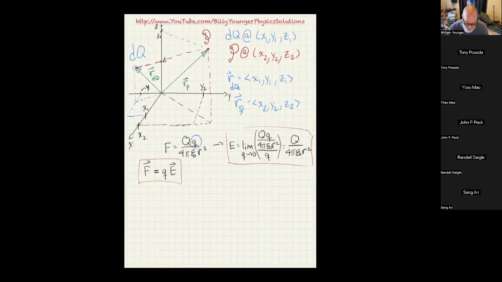So you see those two vectors, r dq and r P. Can anybody think of a vector operation that you can do with either one of those vectors or both of those vectors, such that you can find a vector parallel to that red dash line that connects dq and P? Can anyone think of something you can do with r dq or with r P or with both to give you a vector that acts along that red line connecting dq and P?